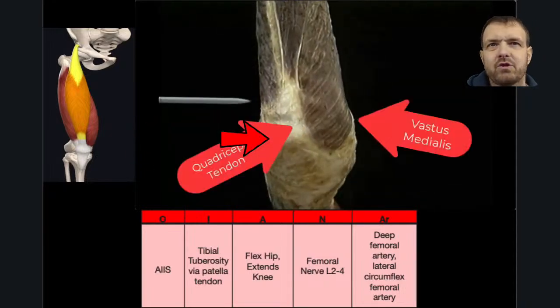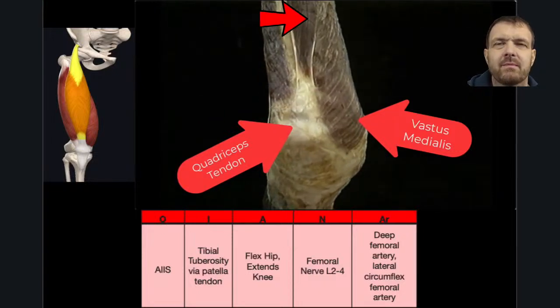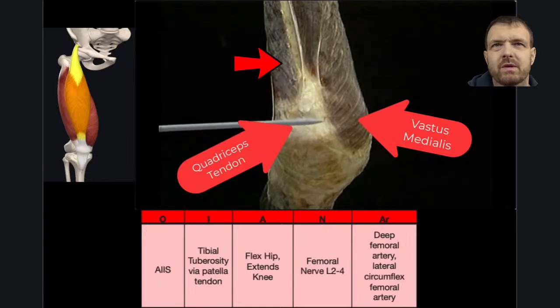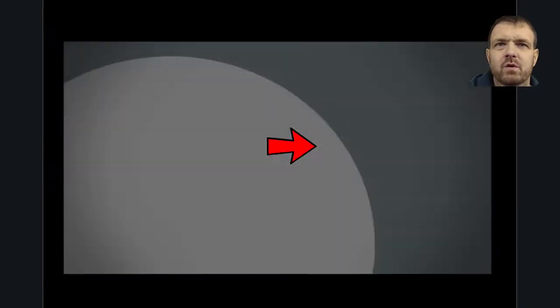So yeah, there's your patella. There's your vastus medialis just there. It's coming up here. That's your rectus femoris. So all quad tendon just there.